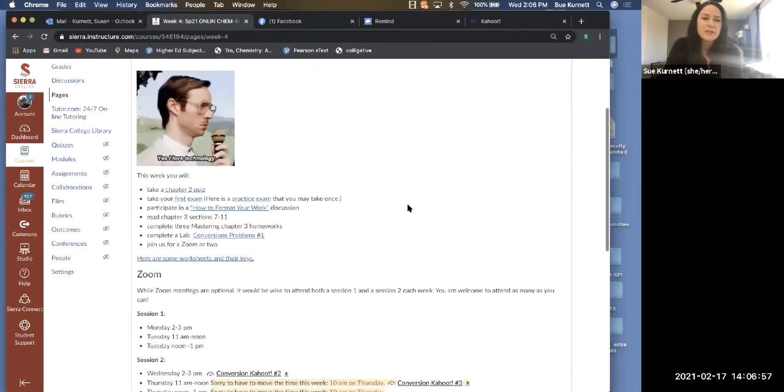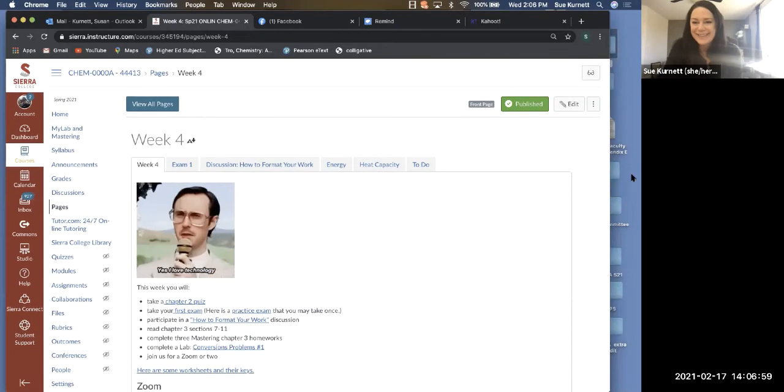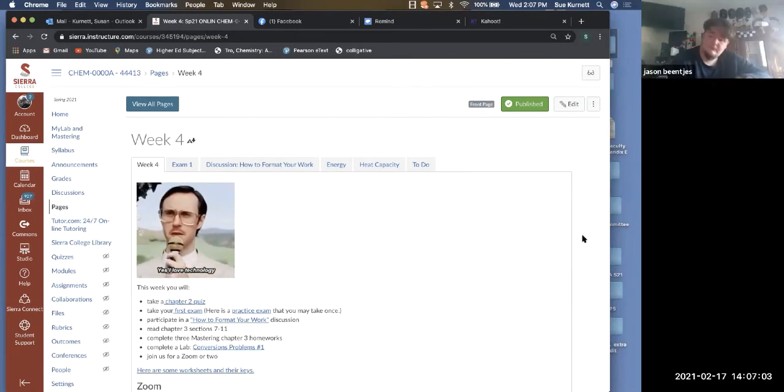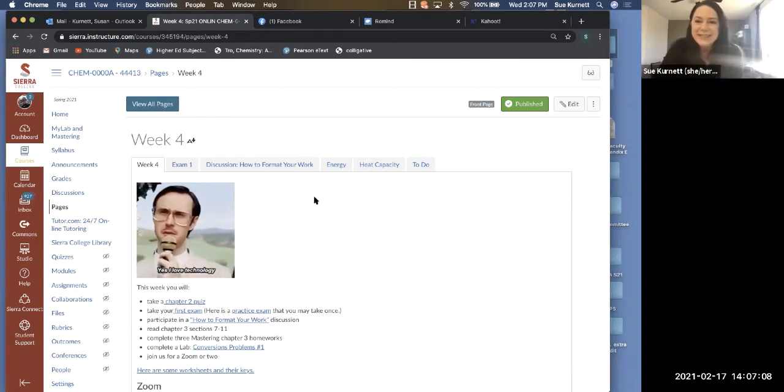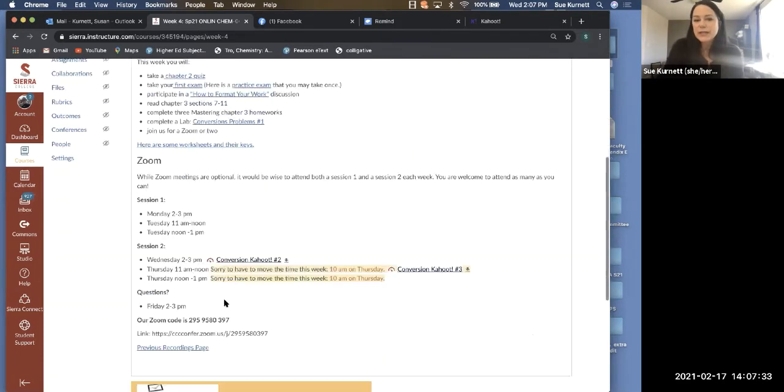So here we are, it's week four, and I love technology when it works, you know, and sometimes it doesn't. So, oh good, let me check chat. Okay, so the week starts with, here's what we're going to do this week. Here's the Zoom information. Here's some worksheets and their keys. And here are previous recordings. I'm going to click on those real quick.